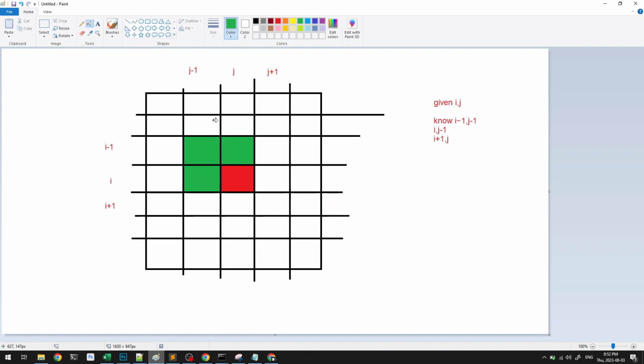J is our column, and it refers to our columns. You can see here J minus 1 is to the left, J plus 1 is to the right, I minus 1 is above, I plus 1 is right here. We're considering an arbitrary cell. Let's consider this cell, I and J here. Now, given I and J, what do we need to know?